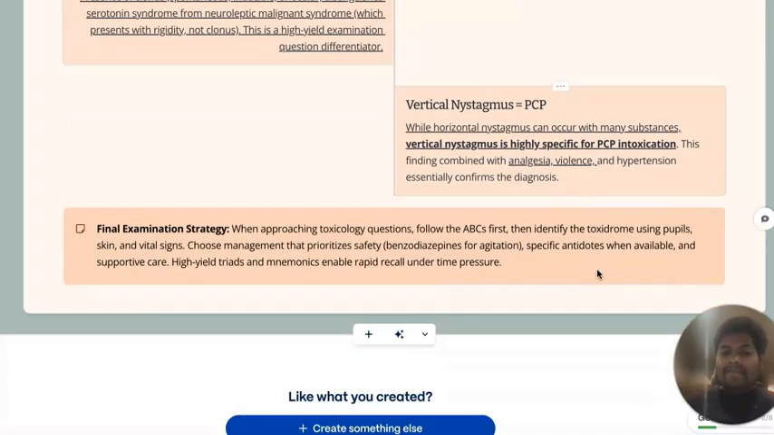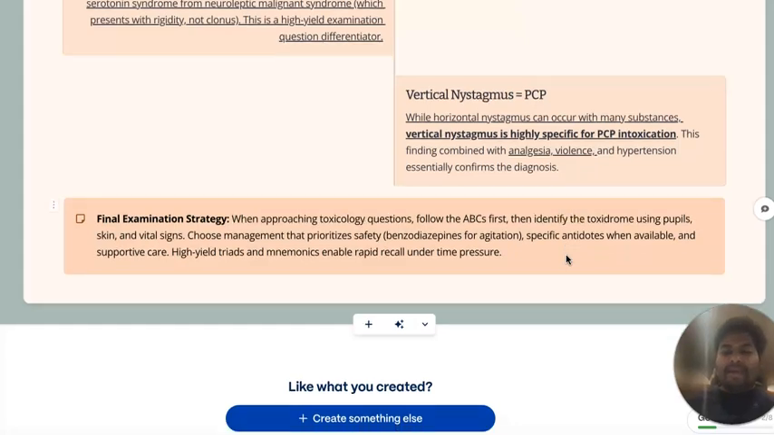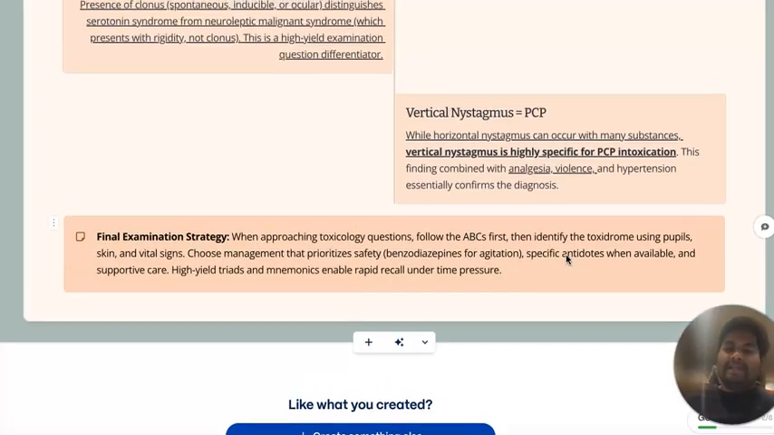Okay. Yes, now the final examination strategy. It says that when approaching toxicology questions, follow the ABC first. You must always stabilize the patient first, then identify the toxidrome using pupils, skin, vital signs, and some specific features like severe agitation or nystagmus for PCP. Based on this, we'll try to identify the toxidrome, and then we'll try to choose the management accordingly. Okay, and if available, we may use specific antidotes also. I think with this we cover this very important topic.